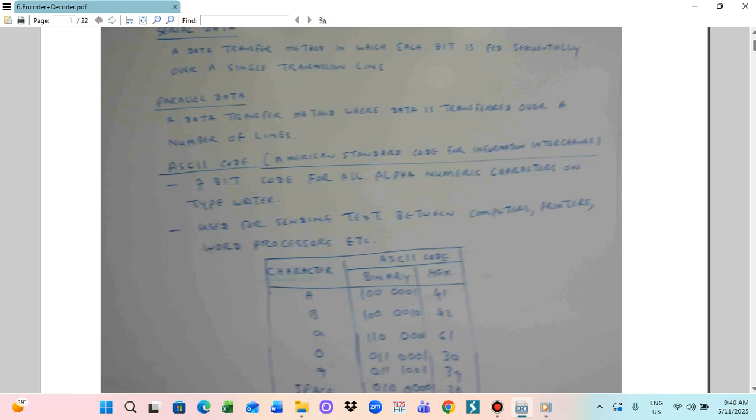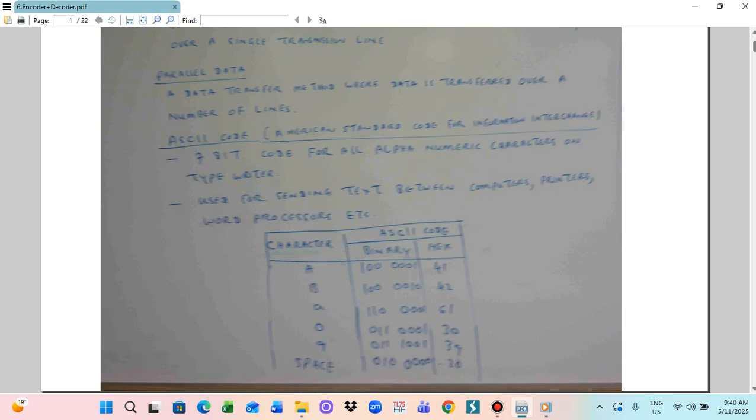And character small a, the binary code is 1100001. Hexadecimal code is 61. And for the 0, the binary code is 0110001. So the hexadecimal is 30. And 9's binary code is 0111001. Hexadecimal code is 39. And space is 0100000. So the hexadecimal code is 20.